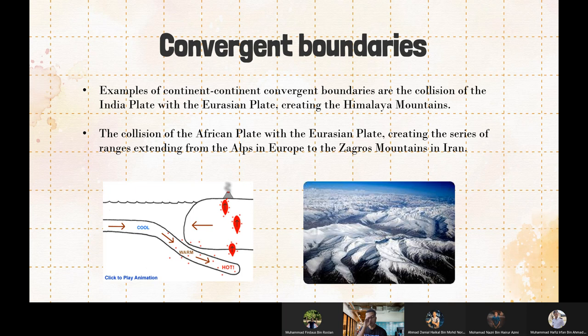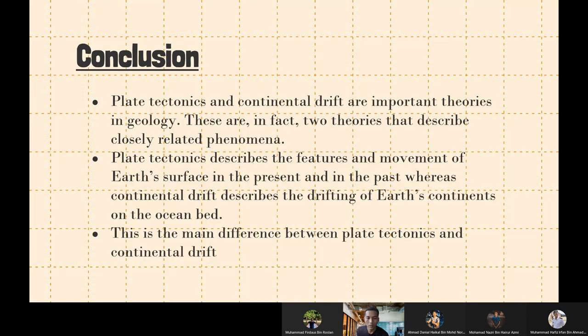Okay, for the conclusion. Next slide. Okay, for the conclusion, first, plate tectonics and continental drift are important theories in geology. These are, in fact, two theories that describe closely related phenomena. Next, plate tectonics describes the features and movement of Earth's surface in the present and in the past, whereas continental drift describes the drifting of Earth's continents on the ocean bed. And lastly, this is the main difference between plate tectonics and continental drift.